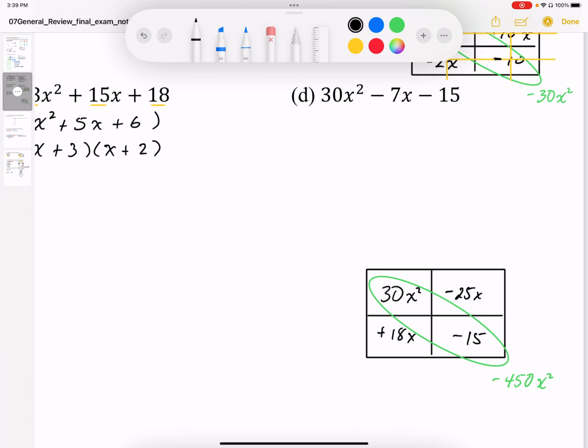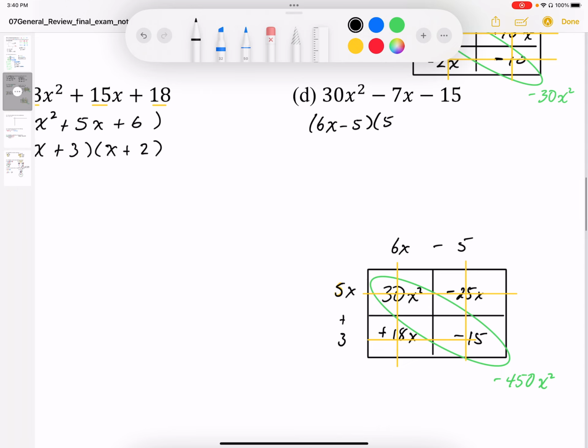Okay, 6 times 5 is 30. 5 times 5 is 25. 6 times 3 is 18. Negative 5 times 3 is the negative 15. So we have the right parts. So this must be the factors. 6x minus 5 times 5x plus 3.